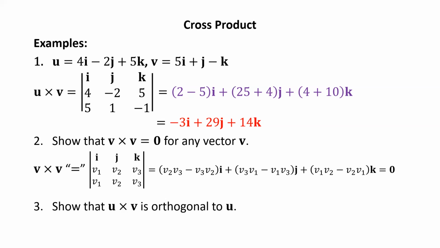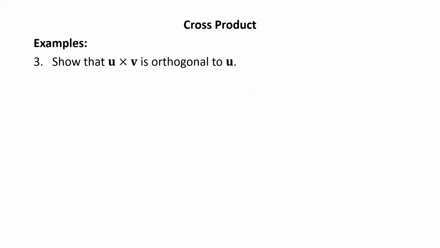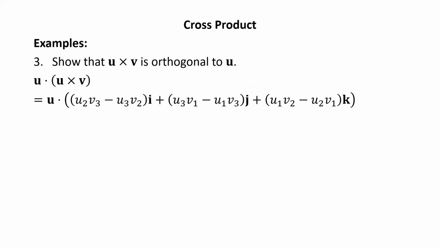Okay, third one, show that u cross v is orthogonal to u. Okay, we'll need a little space for this. So to show that u cross v is orthogonal to u, we're going to take the dot product of u with u cross v, and we are hoping that that comes out to 0, right? So we'll take u dot, and then we'll just write out what u cross v is.